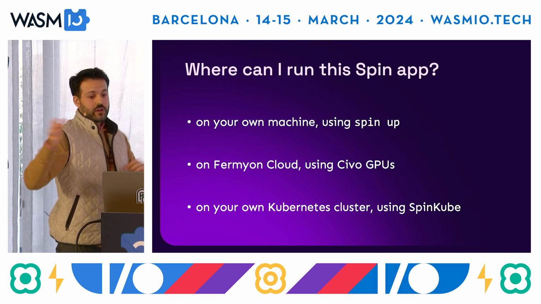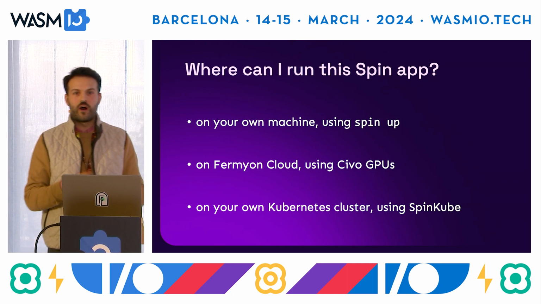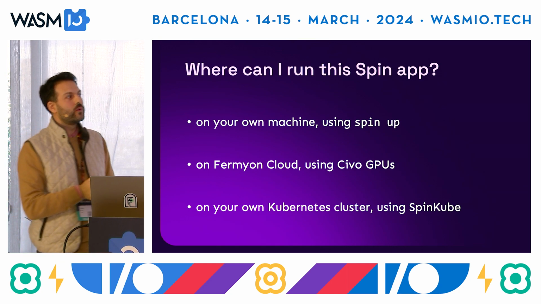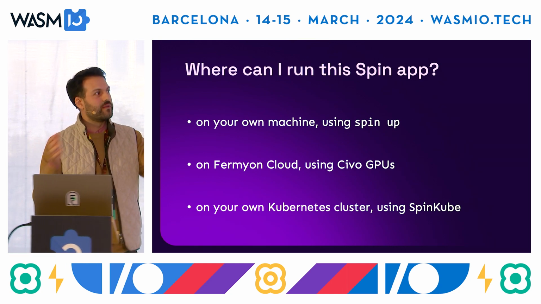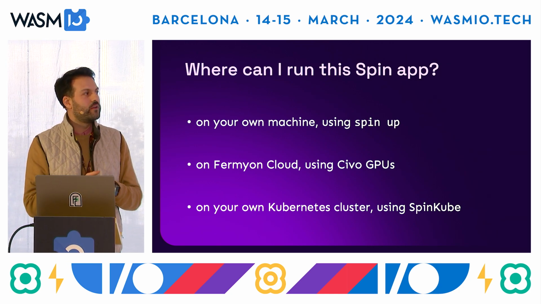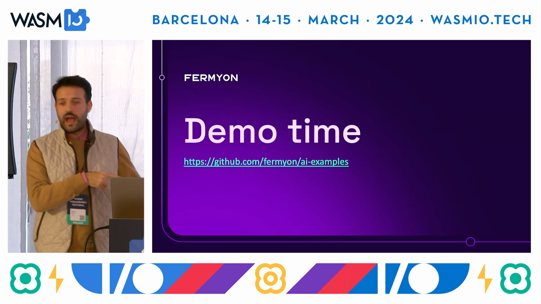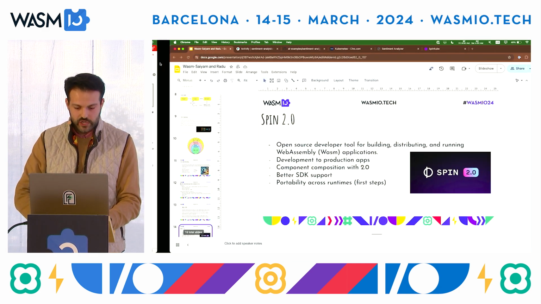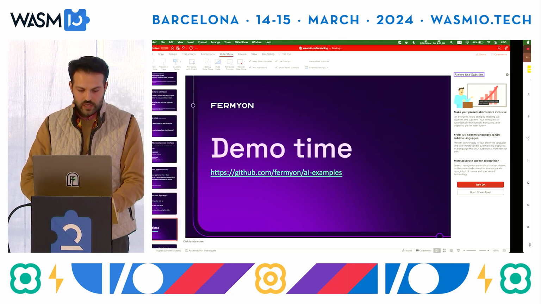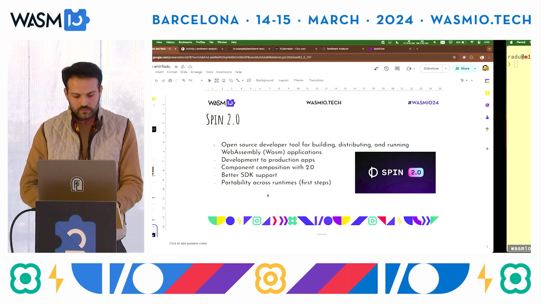So once you build that app, you can run it on your machine anywhere Spin runs, which at this point is pretty much anywhere, from ARM machines to RISC machines to Windows, Linux, Mac OS. You can deploy to the Fermyon Cloud, where we have A100 GPUs backed by Civo and Deep Green, or you can deploy them to the SpinCube and Fermyon platform for Kubernetes, which was just announced this week. So let's have a look at what one of those applications can do and what they look like. The entire source code for this you can find on github.com/Fermyon.